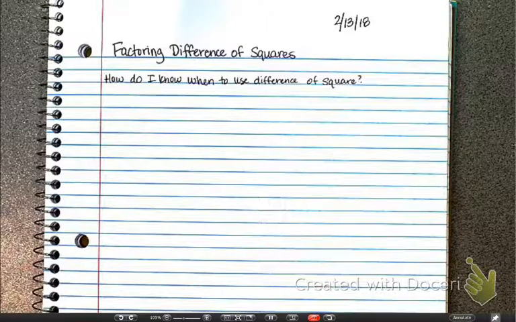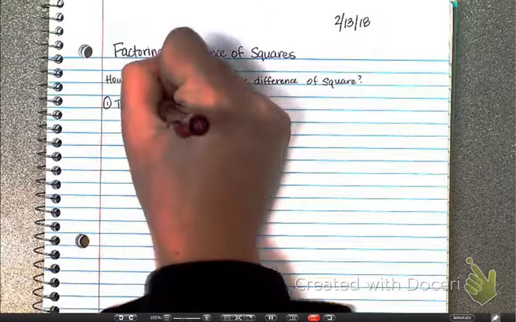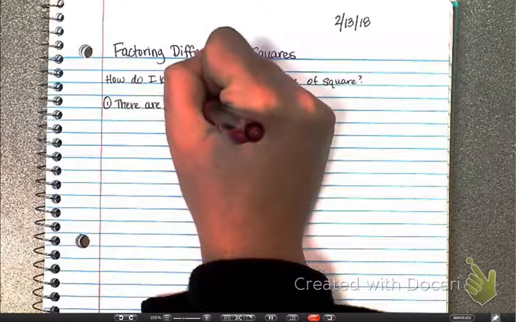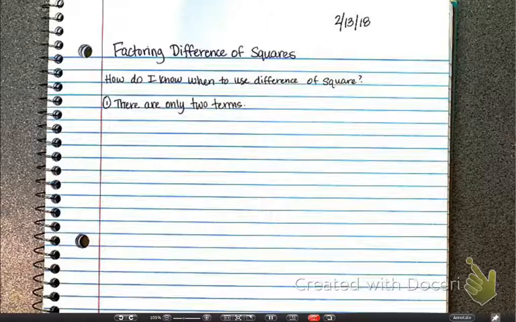Okay, so how do we know? The first thing is there are only two terms. So if you see only two terms, that's a good indication that you could use difference of squares. What else do we use when we have two terms? GCF, right? We look for a GCF first. Okay, so the first thing you want to look for is there's only two terms.